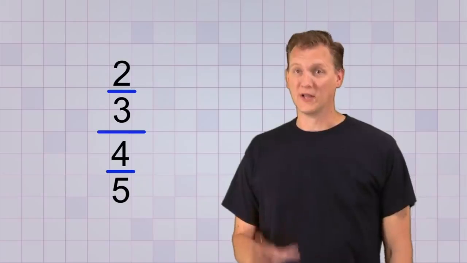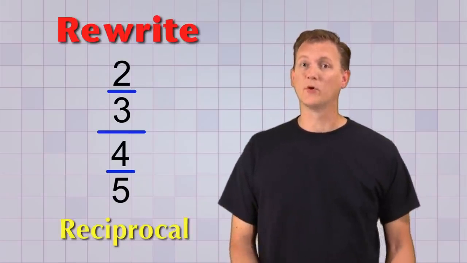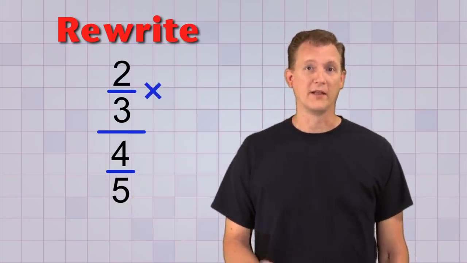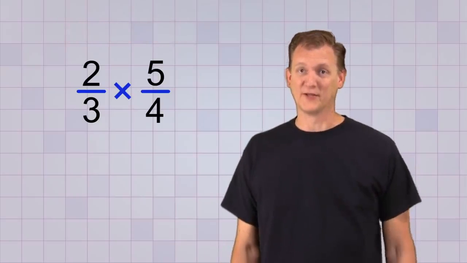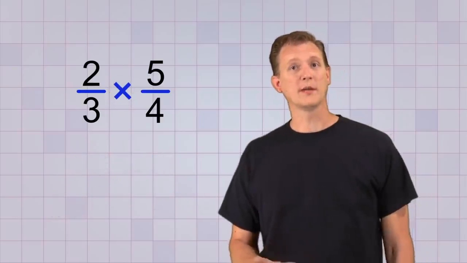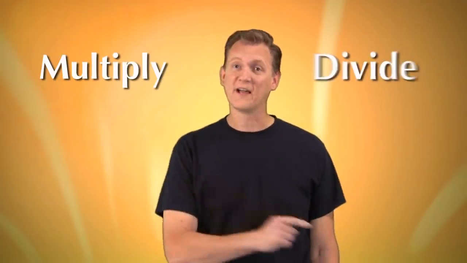But we can make it look a lot better. Let's rewrite this as a multiplication problem by taking the reciprocal of the bottom number, the fraction that we're dividing by, and multiplying it by the fraction on top. There! That looks easier to do, and it's really the same problem. We just need to multiply to get the answer. So 2 times 5 equals 10, and 3 times 4 equals 12. Okay, so there you have it. What sounded really hard turns out to be as easy as flipping fractions upside down. If you can multiply fractions, then you can divide fractions too.